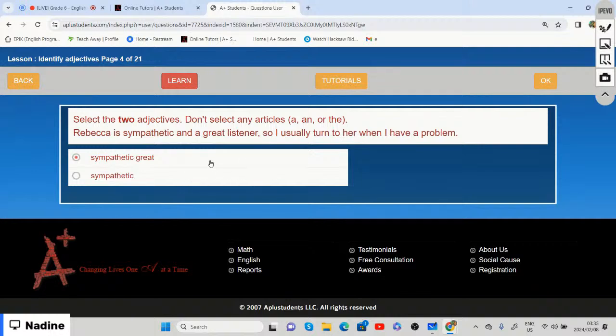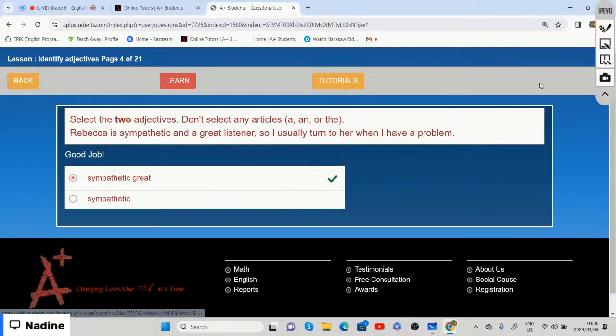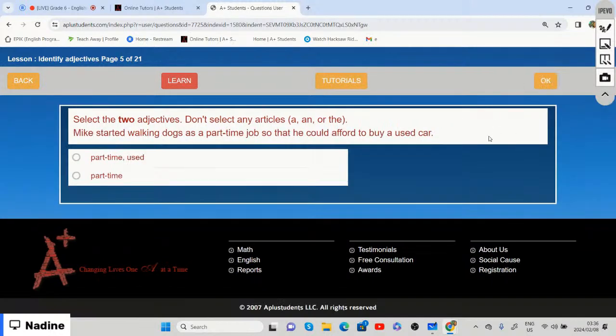All right, so we're saying option one. Option one is because we are describing Rebecca as being sympathetic, right? And also we are describing the listening as it being great. I'm a great listener. And option one is correct. So well done.